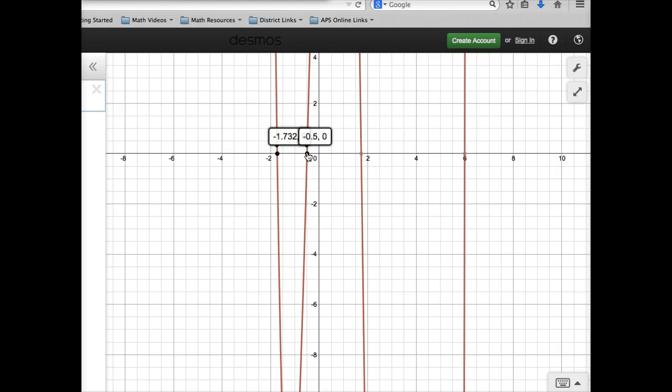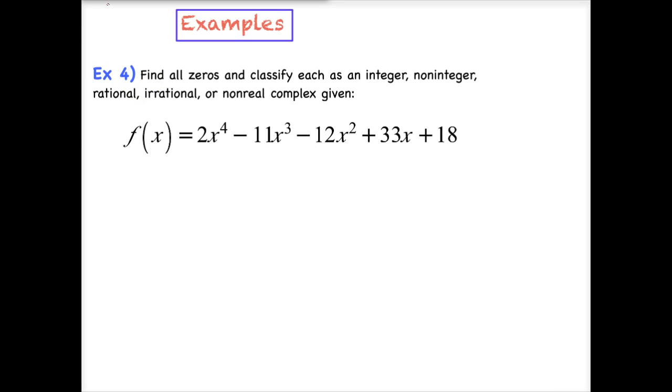Here we have a negative 0.5. That's a rational number. We can use that. Here is an irrational number, and here is an integer. So let's pull off the negative 0.5 and the 6. We can actually use both of those. What I'm going to do for this problem is use synthetic division to factor out both of these zeros. So that will drop my quartic down to a quadratic. And from there, I have many methods of which I can solve, including quadratic formula or factoring.